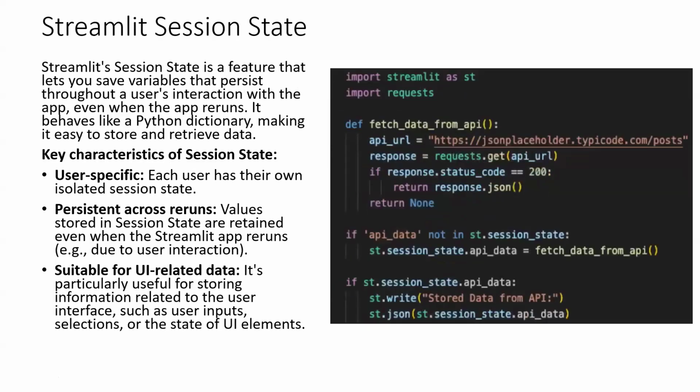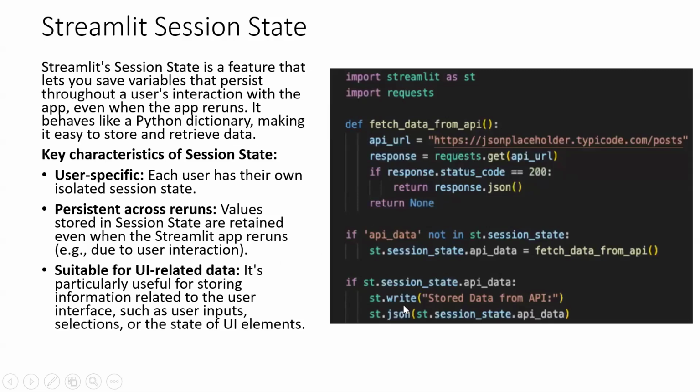So coming to the session state, what is the session state? We just used it, and we have experienced how we can use it. Session state is a feature that lets you save variables, whatever data you have. If you want to save that data and you don't want to lose data which is specific to your session, to your user, then we can store those things in the session state, so that they are not lost when the user is doing anything on the screen. Technically, it's a Python dictionary. It behaves like a Python dictionary, making it easy to store and retrieve data.